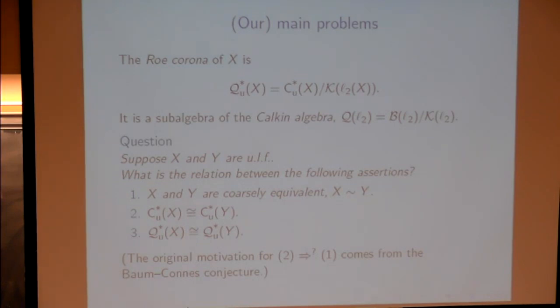To me, as a pure mathematician, the question by itself is interesting, but there is more to say about the motivation. So I'll spend first some time talking about 2 implies 1, and then I'll move to Roe coronas. Any questions so far?